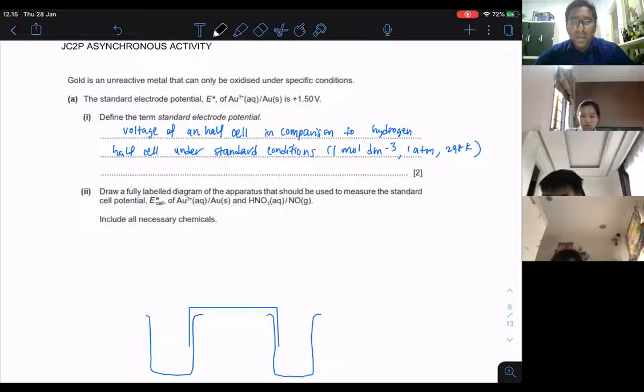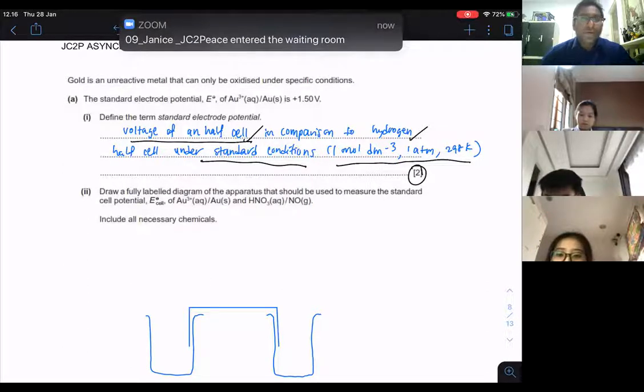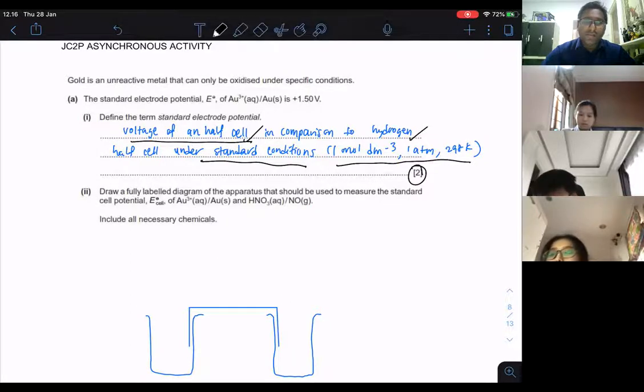What is going to be, how do we define the term standard electrode potential? You define based on voltage of a half cell in comparison to hydrogen half cell. But in order to get the full 2 marks, you need to mention under standard condition. Under standard condition is good enough, but if you want to explain more, the standard condition is 1 mole per dm cube, 1 atm atmospheric pressure, and 298 kelvin. But you need to make sure that you mention voltage of a half cell, or voltage of an electrode, in comparison to hydrogen half cell. This is going to be important. And measured under standard condition. That will lead to 2 marks.